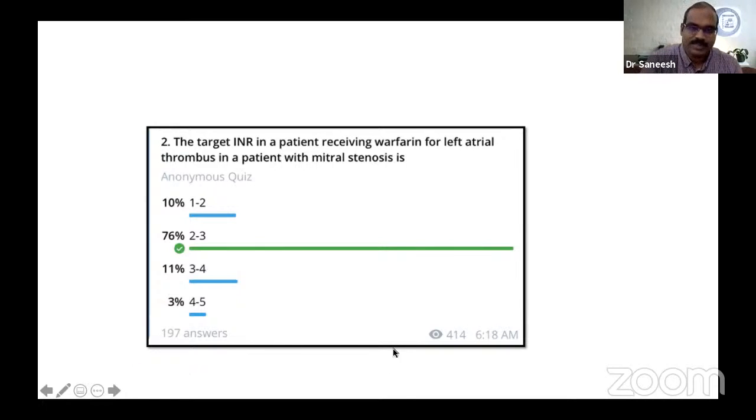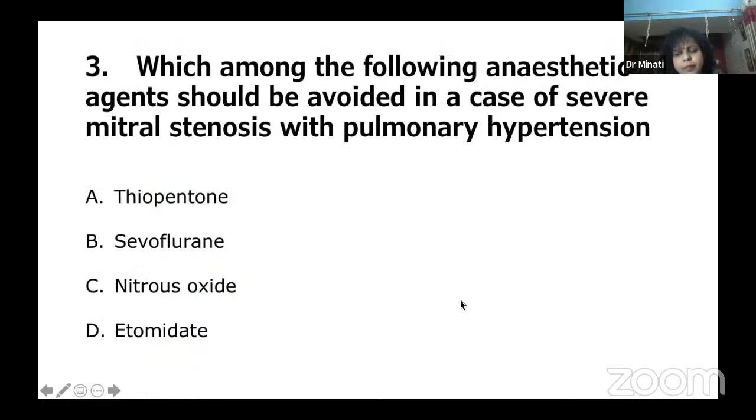So we'll go to the next. If the patient has a recent stroke or a prosthetic heart valve, then the target INR should be 2.5 to 3.5. In that case, it is a bit higher. Otherwise, it is between 2 to 3. Okay. Fine. So question number 3, which among the following anesthetic agents should be avoided in case of severe mitral stenosis with pulmonary hypertension?